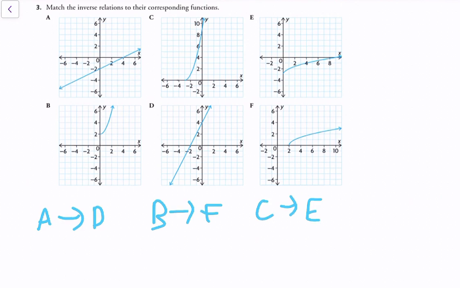Okay, so let me match the inverse relations to their corresponding functions. So A matches to D. And how do you know this? Well, if I were to draw the line y is equal to x through this function, and draw that same line through here, we can see that these functions are reflected across the y equals x line. So that's how we know graphically which functions are inverses of each other. If you follow that same process through, you can see that B and F are inverses, and C and E are inverses.